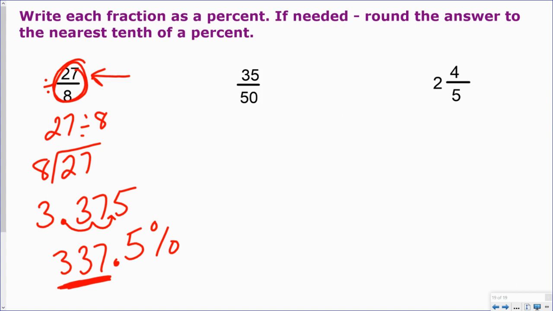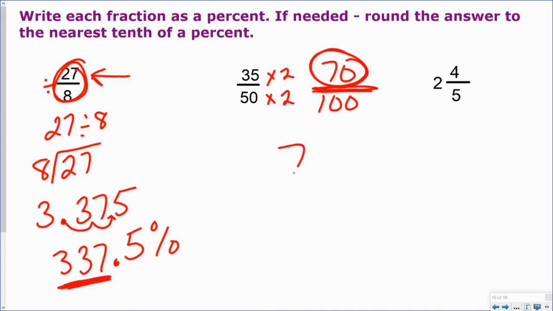So here I have 35/50. I know that if I take this times 2, I get to 100. And I know that if I then take this times 2, that gives me 70. And again, it's 70 per 100. And so that means I have 70%.